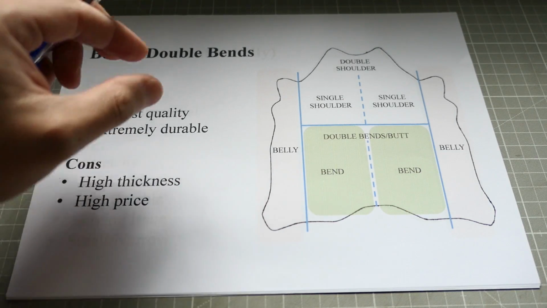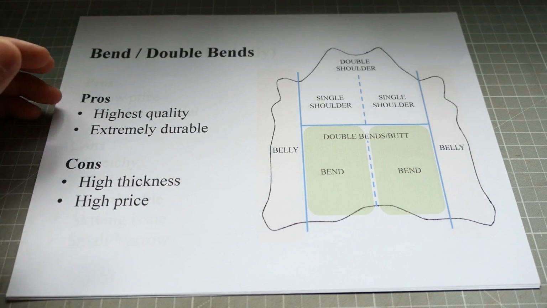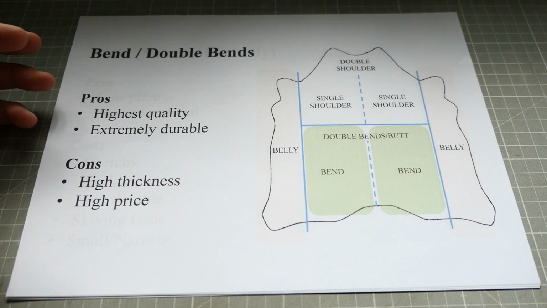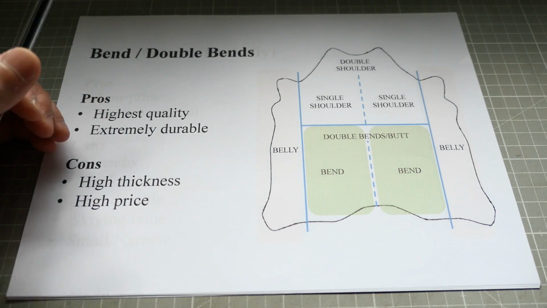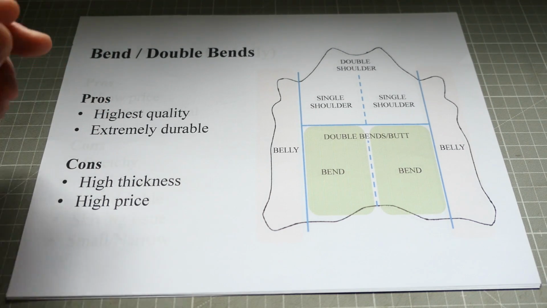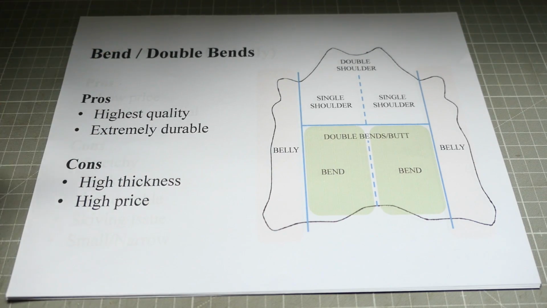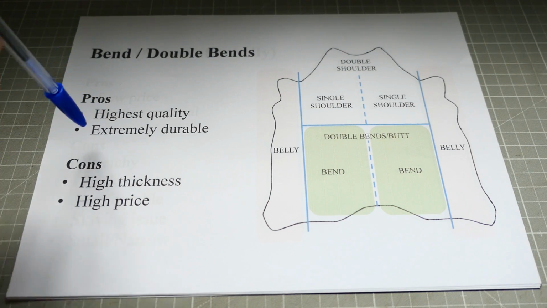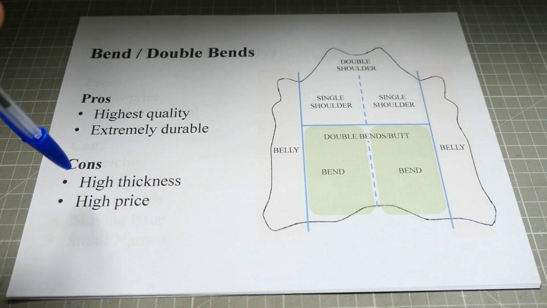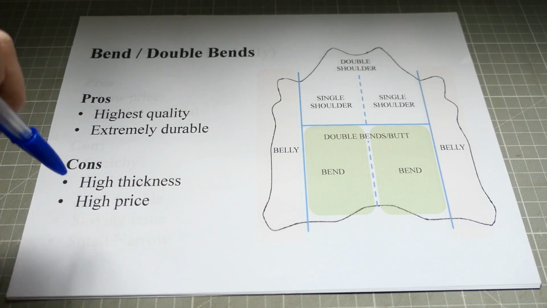Saying the bridle leather is the best is really nonsense. You should know which part they used and who processed it and how they processed it as well. So the part plays a major key here, not the process. Okay, so bends is the highest quality, extremely durable, and it's really the highest thickness and the highest price.